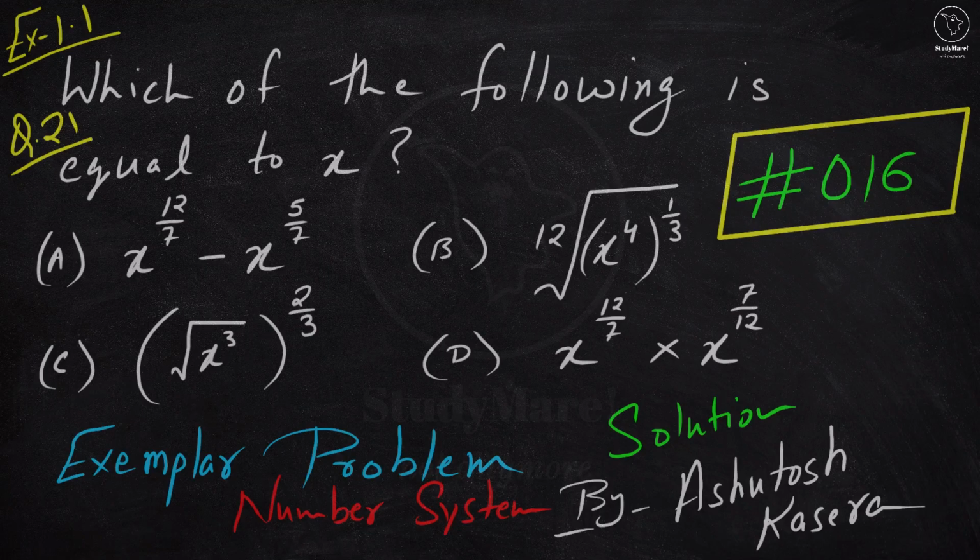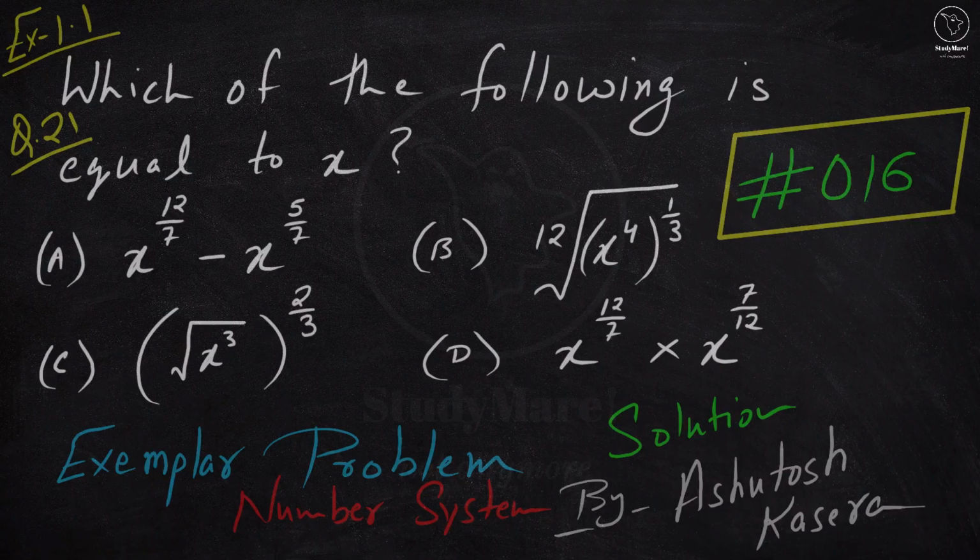Which of the following is equal to x? A. x to the power 12 by 7 minus x to the power 5 by 7, or B. 12th root of x to the power 4 raised to the power 1 by 3, or C. root of x cube raised to the power 2 by 3, or D. x to the power 12 by 7 into x to the power 7 by 12.